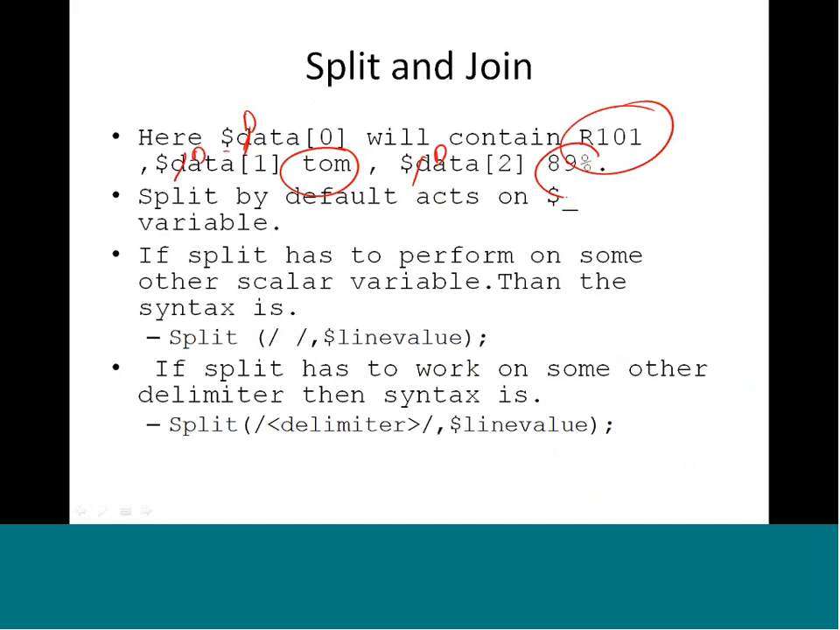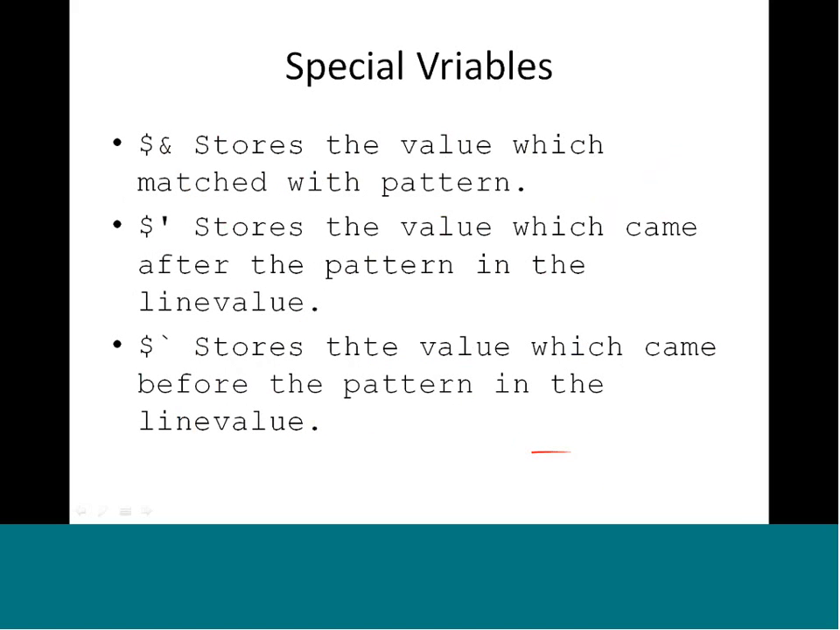As I mentioned, the default is $_. If you want to perform this on another scalar variable, then the syntax is split with the delimiter and then the actual variable. Here the delimiter is still a space and then the line value, but in general the syntax is the delimiter and then the variable you want to split. We also saw in the last class that for matching, sorry, not the split, the $& stores the value of the matched pattern, the dollar forward tick stores the value that is after the pattern, and the dollar back tick stores the value that is before the pattern.